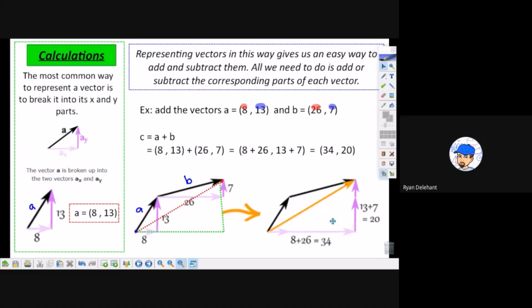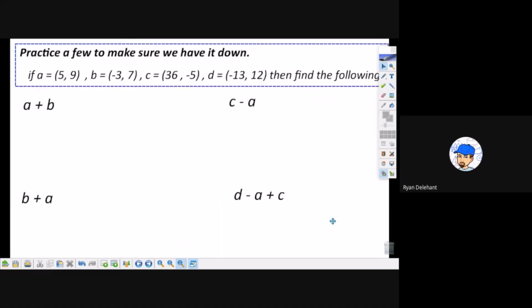Okay. So just real fast. Tell me what those are. I give you 4 vectors up here. And I'd like you to tell me what the resulting vector's X and Y components would be. Okay?